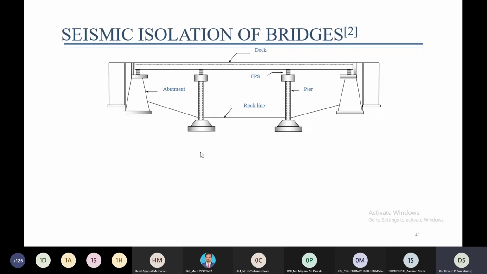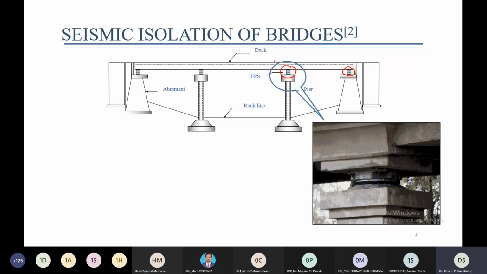When it is used for a bridge, the isolation bearings are provided between the deck and the pier. So we can see the isolation bearing is provided between the deck and pier. Of course, it is also provided between the deck and the abutment. So the typical enlarged view of this region is shown here.